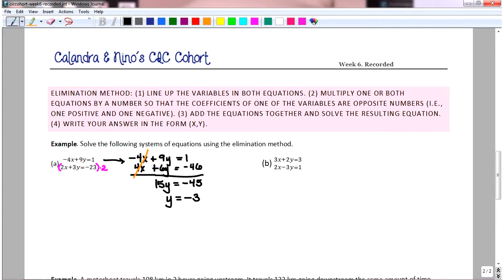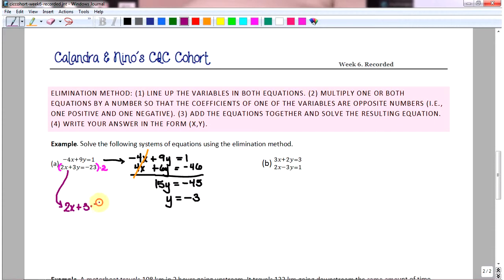So now we're almost done. Remember, we need to give our answer as a coordinate. So I need to take that negative 3 and figure out what is the x that goes with it. You can use either equation. I'm just arbitrarily picking the second one. To me, it looks a little bit easier to deal with. And I'm going to plug in that negative 3 for y.